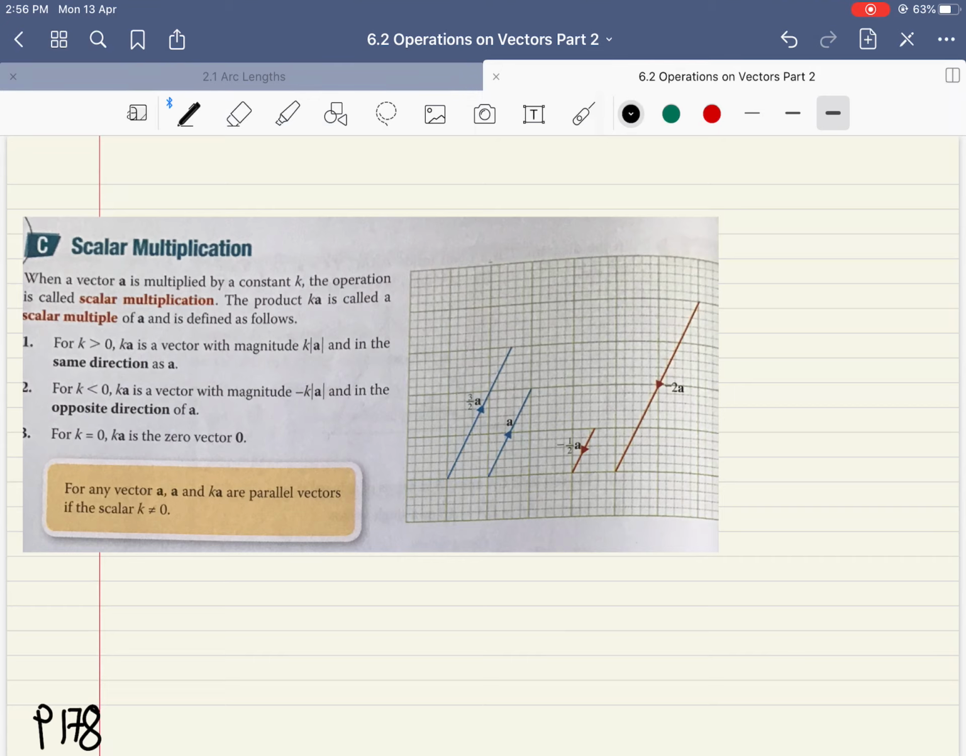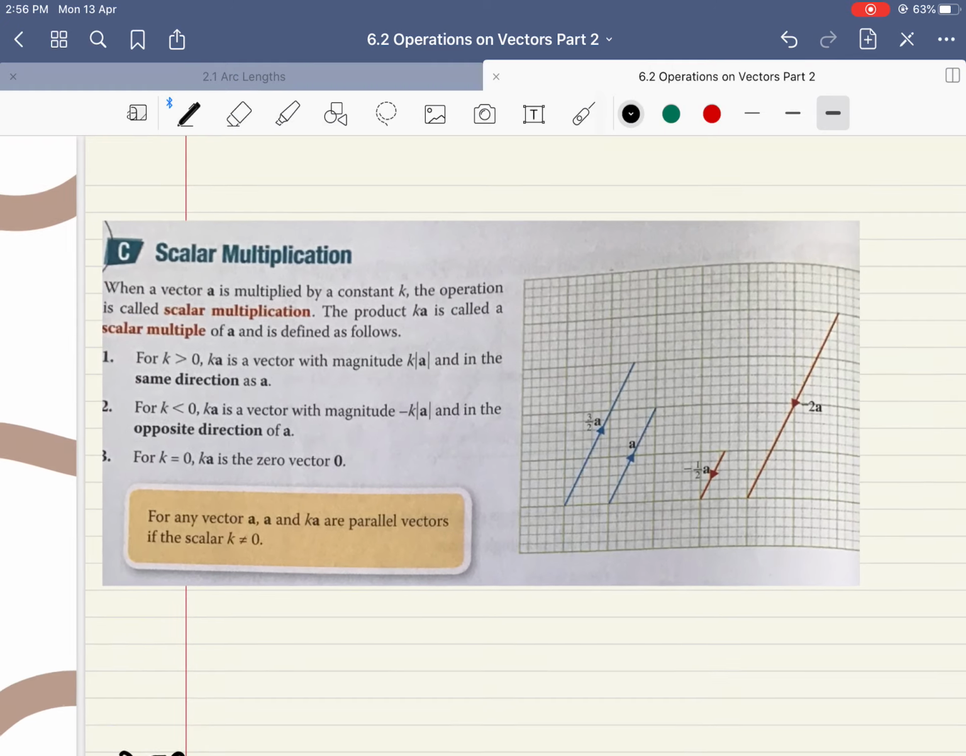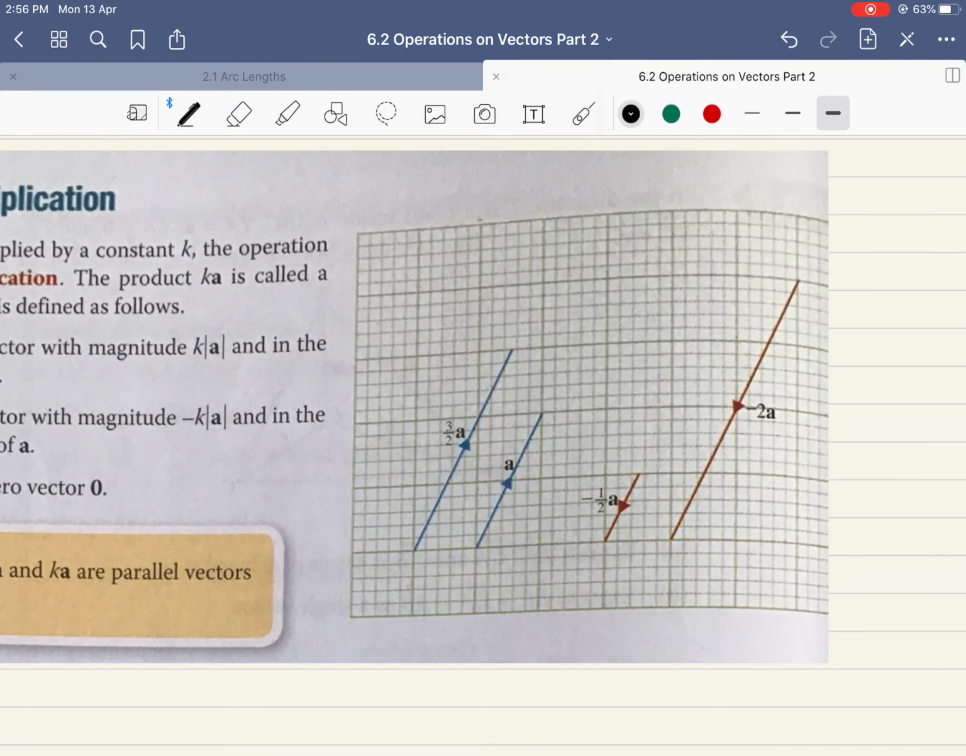Okay, now we're into part 2 of chapter 6.2, operation on vectors. Today we're going to do scalar multiplication. So we will start with this diagram from page 178.